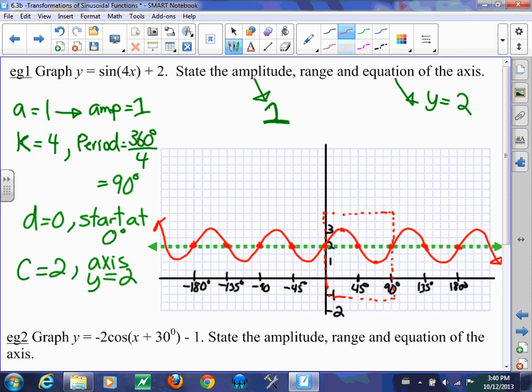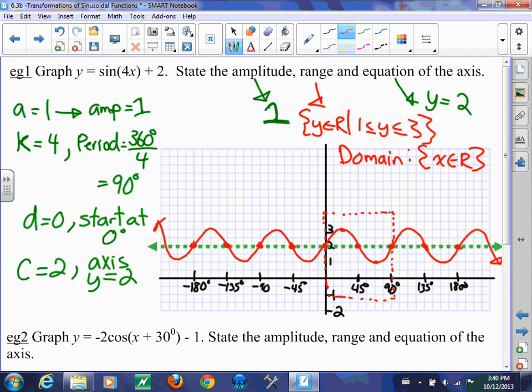The last part we want to answer, I'll just do the domain as well. So the domain is such that x belongs to the set of real numbers. That's why you've got your arrows on both sides, because it continues. But when they ask for the range, ladies and gentlemen, I like to do that after I graph. So the range is such that y belongs to the set of real numbers such that, what's my minimum value? It's 1. It has to be less than or equal to y, which has to be less than or equal to my maximum, which is 3. All right. Good. Let's try this next one, ladies and gentlemen.